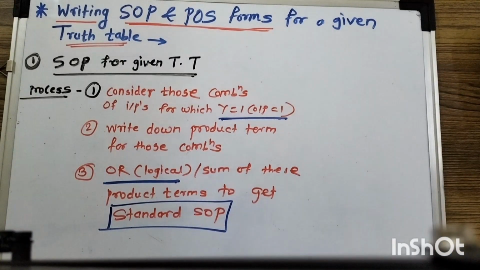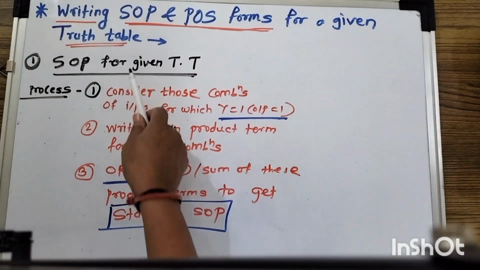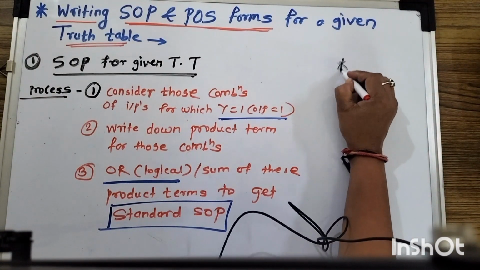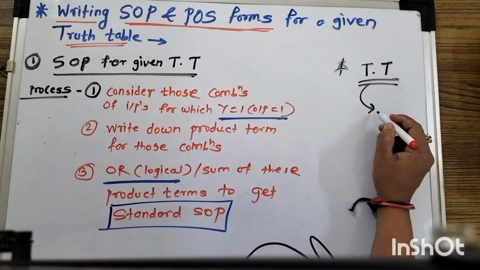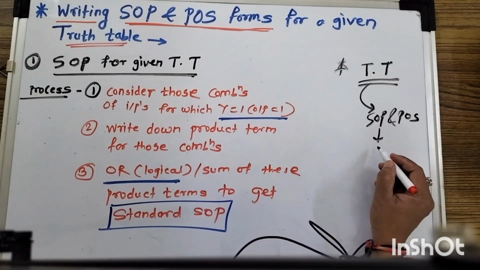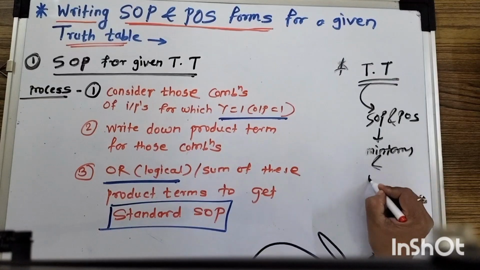So in the last lecture we have seen writing a given expression using minterms and maxterms. In this video we are going to see how we can write the SOP and POS form for a given truth table. If in the exam you are given only the truth table, you have to write the SOP and POS form from it, and also express the expression using the minterms and maxterms.